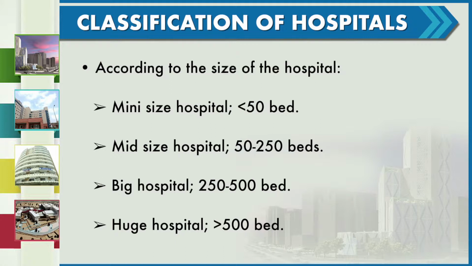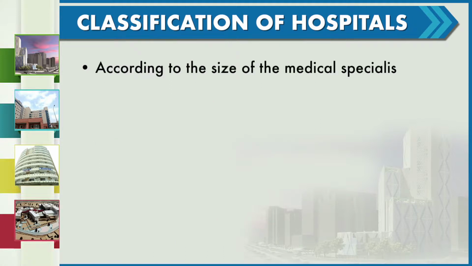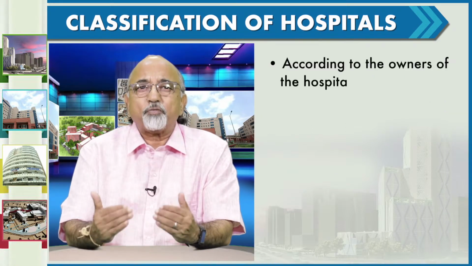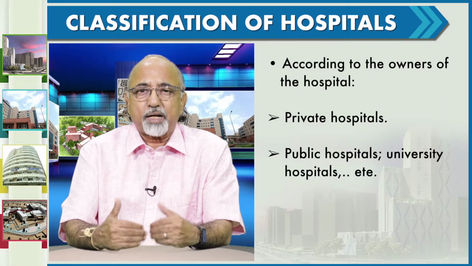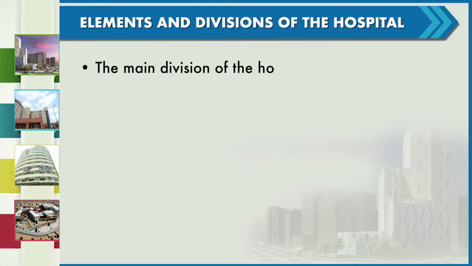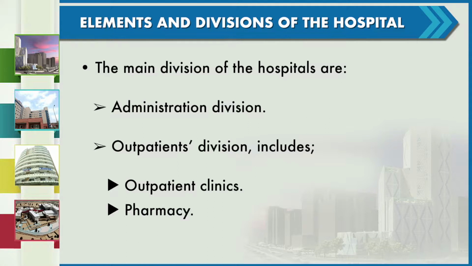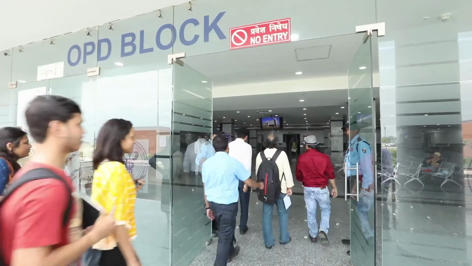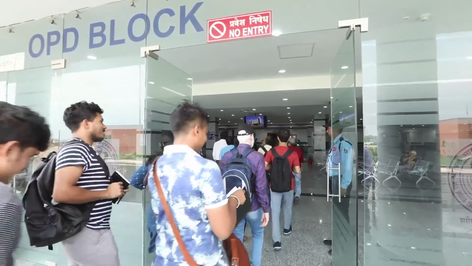So we could also have hospitals according to the medical specialities we have. So we could have a pediatrics hospital, an eye hospital, a heart hospital, according to the type of ownership. So we could have a private hospital, a public hospital, and we could have elements and divisions of the hospitals. So the main divisions of hospitals are the administrative divisions, the outpatient divisions, including the outpatient clinics, pharmacy and emergency reception areas.